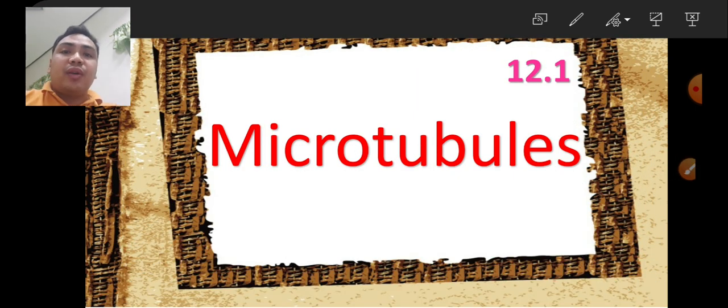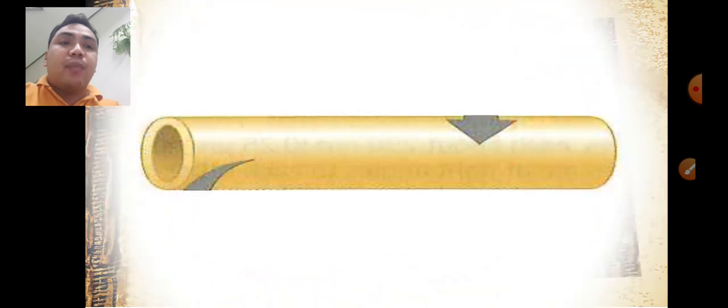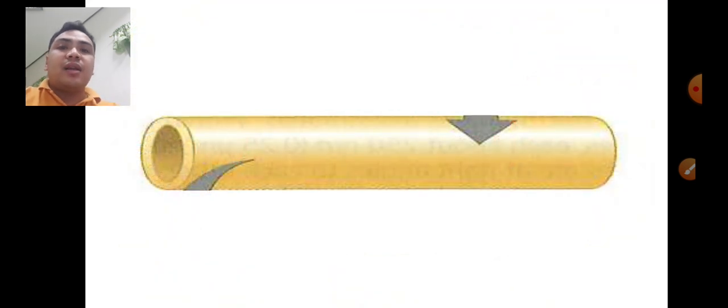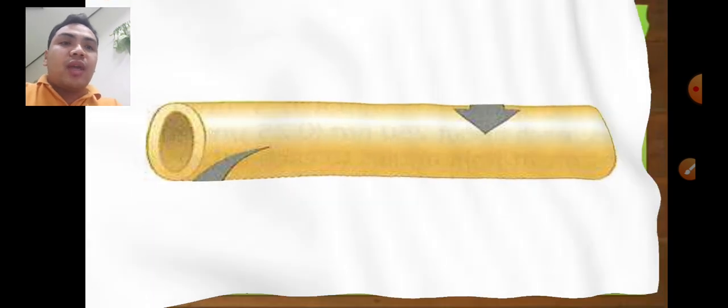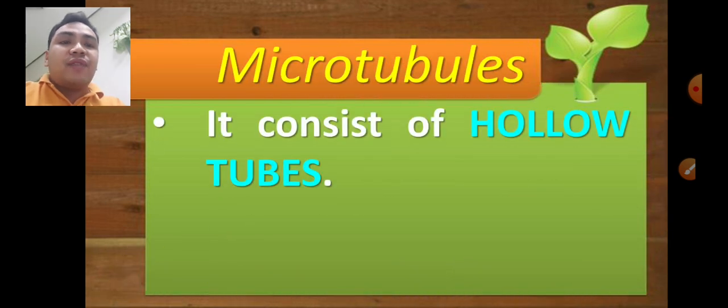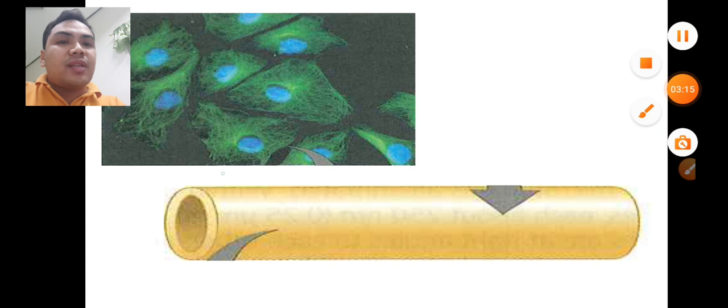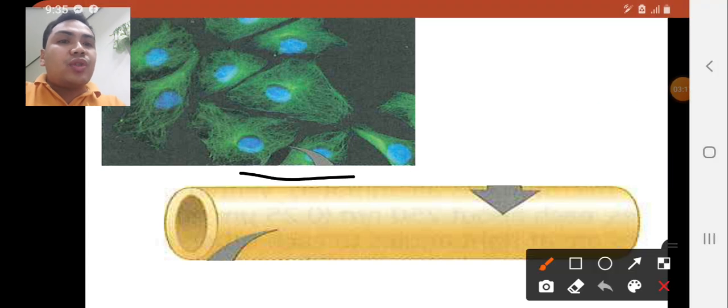So recall that microtubules have the thickest diameter when it comes to the fibers among the three types of fibers among the cytoskeleton family. So this is the illustration of the microtubule. Okay? So it is made up of a hollow tube. So it consists of hollow tubes. And let's try to discuss this structure. So this is an example of the structure of the microtubule.